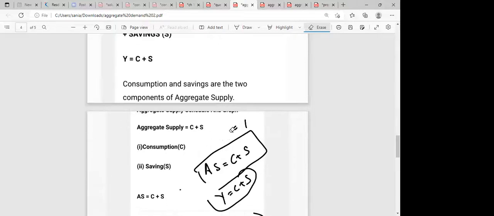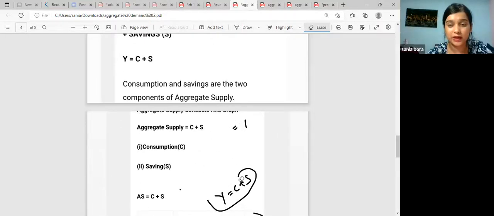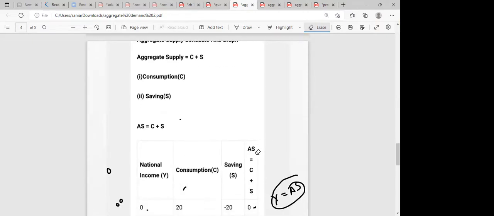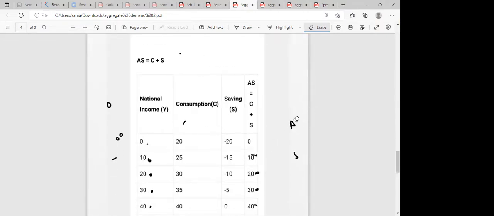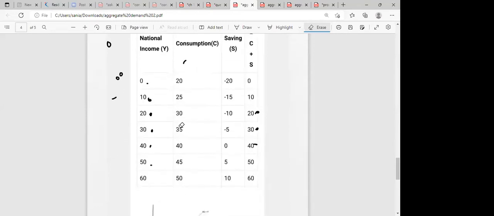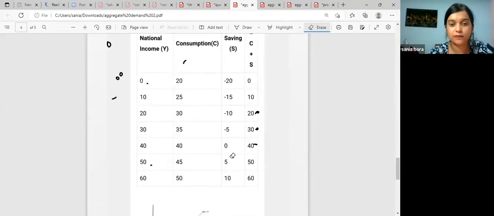Aggregate supply. Okay, we have to start from the aggregate supply schedule, I think, right? Yes. No. Yes, this table. Yeah. Okay, so we'll just start from here only.